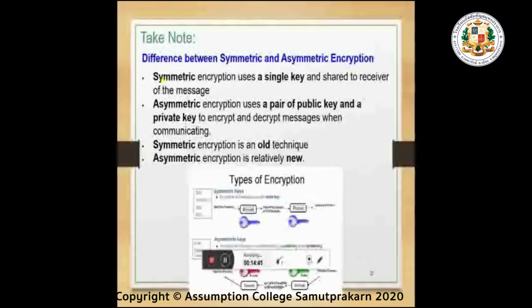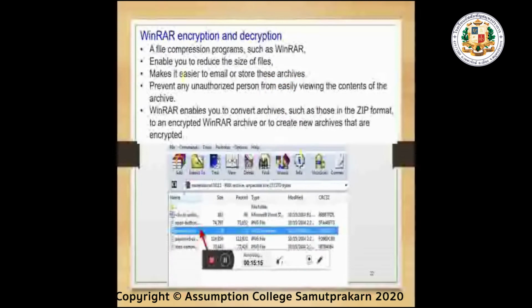So for a comparison between symmetric and asymmetric, symmetric encryption uses a single key. Asymmetric encryption uses a pair, or two keys. One is public and another is a private key. Symmetric encryption is an old technique, while asymmetric encryption is the new method.